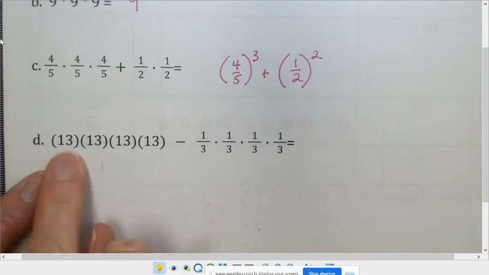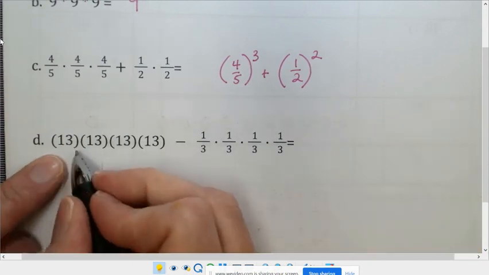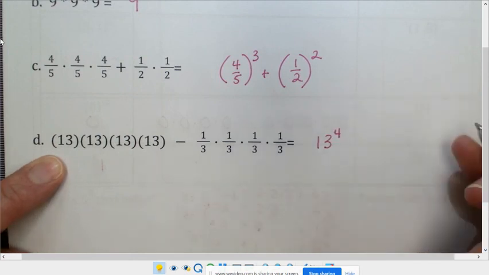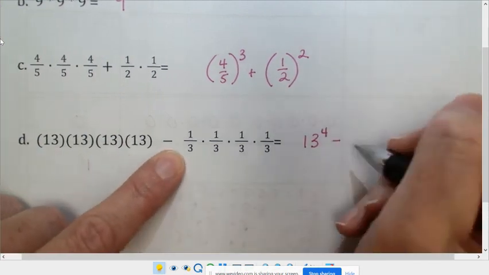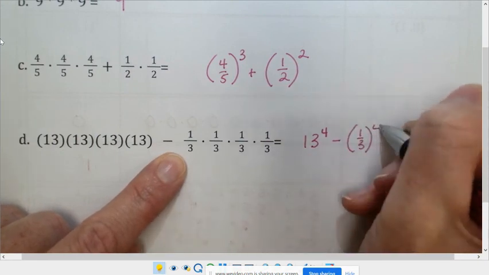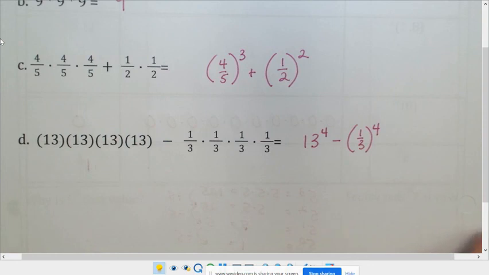And then last but not least, I have 4 thirteens. I don't need the parentheses around whole numbers. I can put them there if I want to. It wouldn't be wrong, but I don't need them. Minus, and I have 4 one-thirds. So again, I'll use my parentheses with an exponent of 4. And so that is how you evaluate numerical expressions.